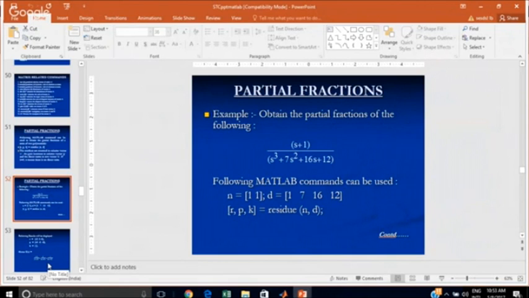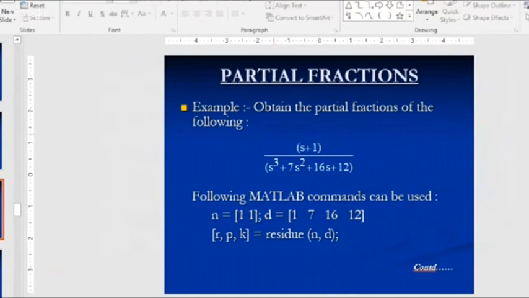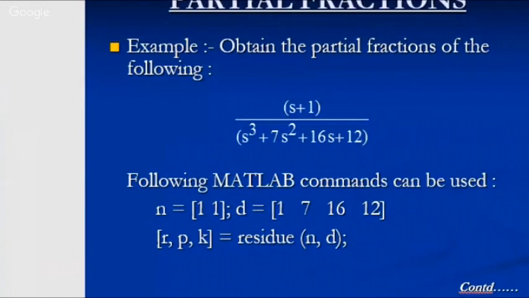Say we want the partial fraction of the function given here: s plus 1 divided by s cube plus 7s squared plus 16s plus 12. When you want to do the partial fraction, sometimes a constant may be there which can be taken out. Say if it is 2s plus 2, that 2 will come out as common. If such a term is there, k will exist. Otherwise, the k variable will be 0.